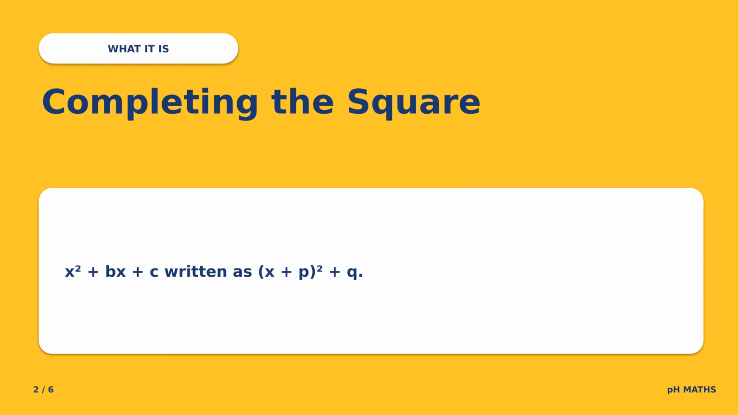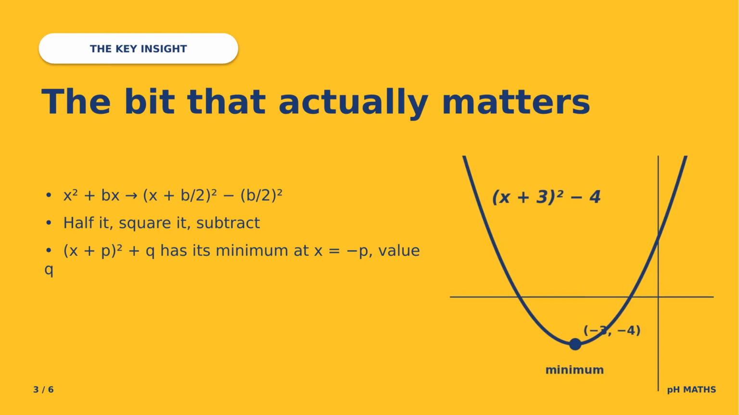Definition: completing the square means rewriting x squared plus bx plus c in the form (x plus p) all squared plus q. The point of doing this is twofold. It makes the quadratic easier to solve, and it also gives you the turning point of the parabola directly, with no calculus needed.